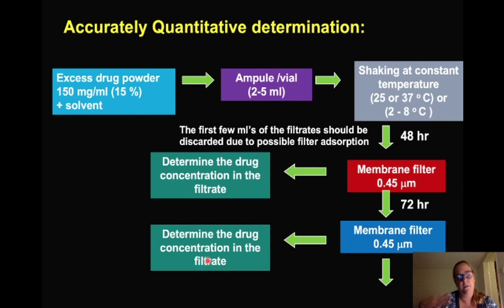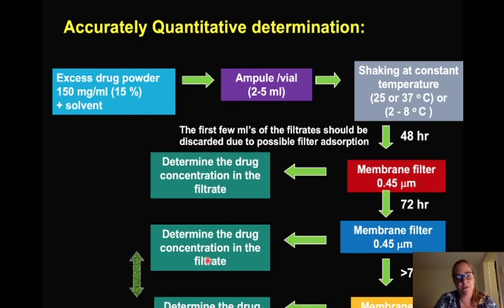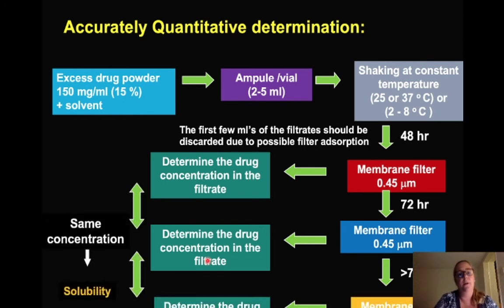So we need to accurately, quantitatively determine different aspects about a drug. This is just a sequence of measurements. So how do we do that? We start off with an excess drug powder, normally about 150 mg per ml, so 15%, plus the solvent. We add this to an ampule vial with a volume of 2 to 5 ml. It is then shaken at a constant temperature, either 25 degrees or 37 degrees, or between 2 and 8 degrees. That's done for 48 hours.